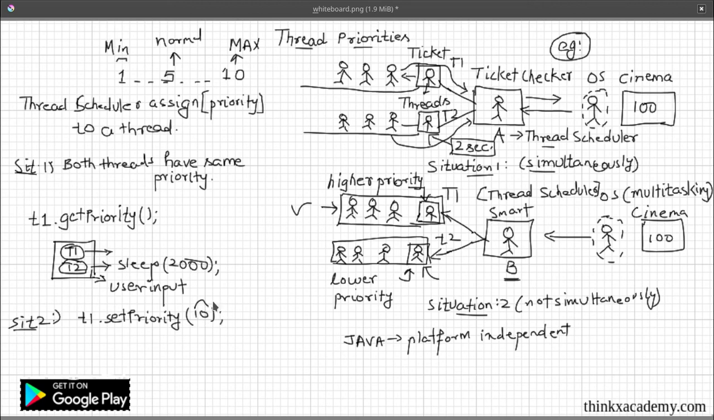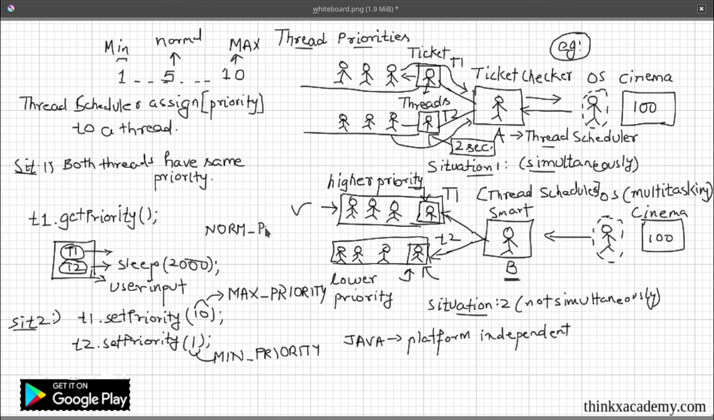If you don't remember these numbers, you can actually use a keyword which is MAX_PRIORITY, like this. Now if you want to assign T2 a lower priority, you are going to write T2.setPriority, and you are going to assign 1, or you can use the keyword MIN_PRIORITY. And in case you want to assign the default priority, you can use the keyword NORM_PRIORITY, which is the normal priority.